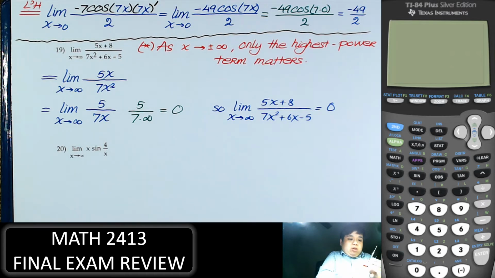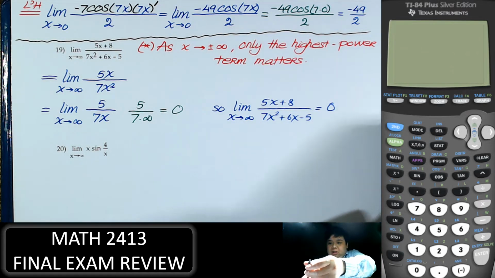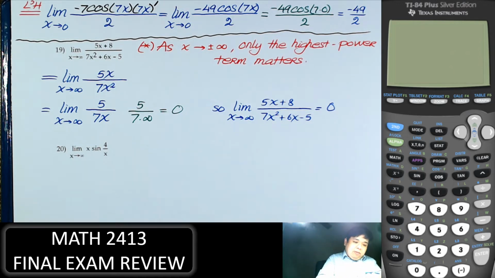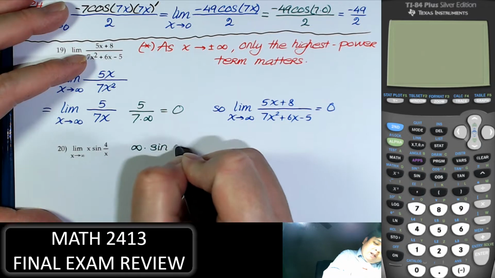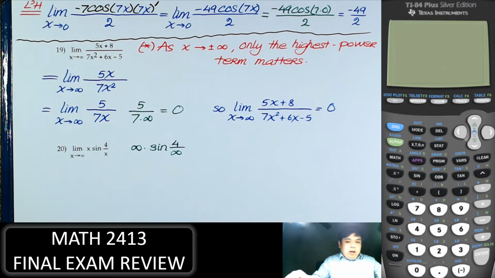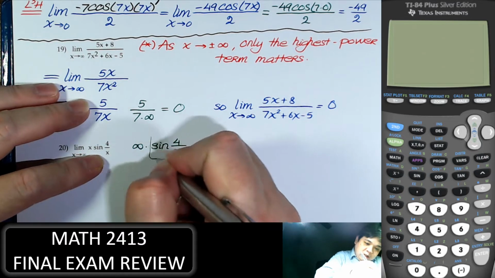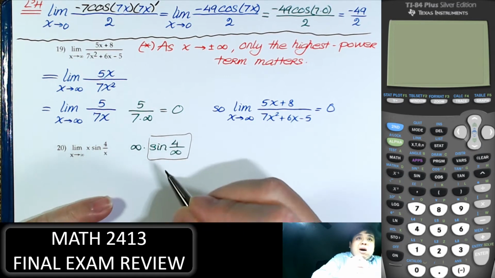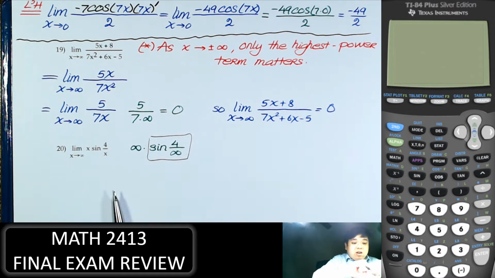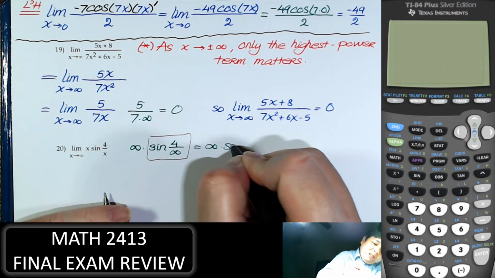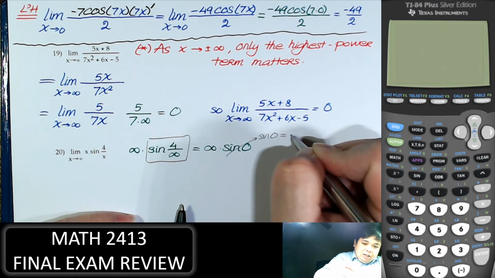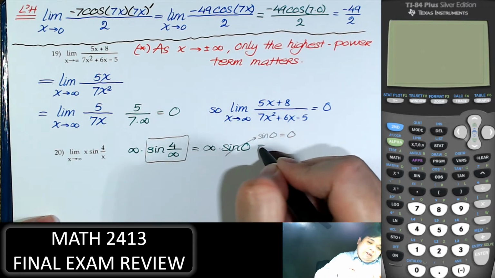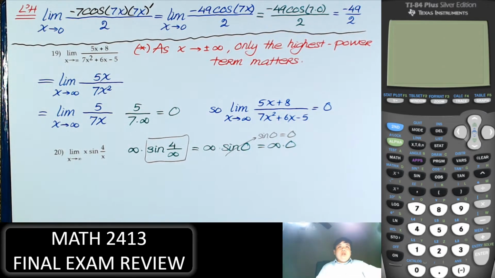Now we have number 20 here. I just put in numbers and see what happens. We have infinity times sine of 4 over infinity. Now focus on the sine of 4 over infinity. Finite divided by infinity is the same as sine of 0, and sine of 0 is 0. So we have infinity times 0, which is also indeterminate.